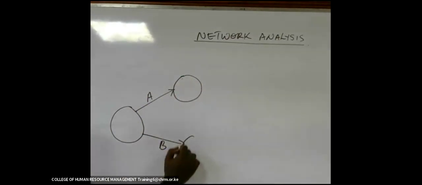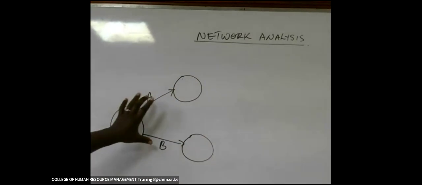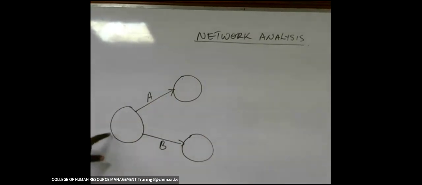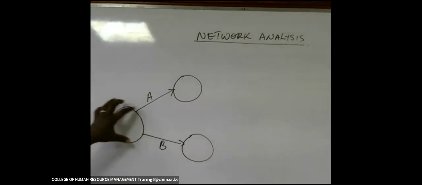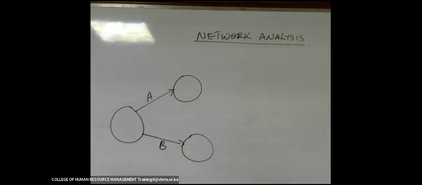Once an activity has come to an end, you draw an event, and an event is a circle, like that. These are the starting activities. We don't have any arrow behind here, so they are starting from here. A starts, B also starts at the same point. Then we come here.